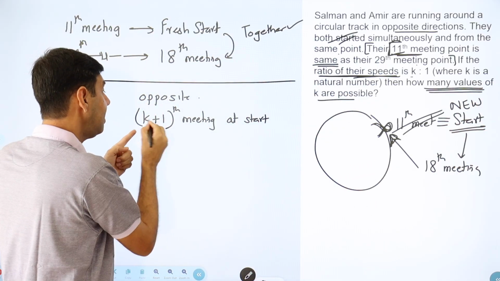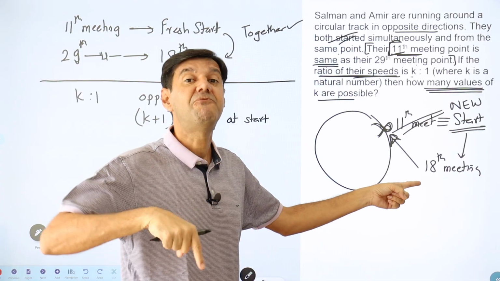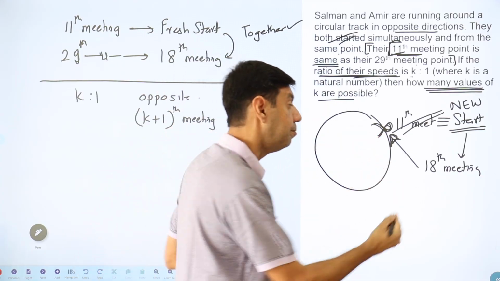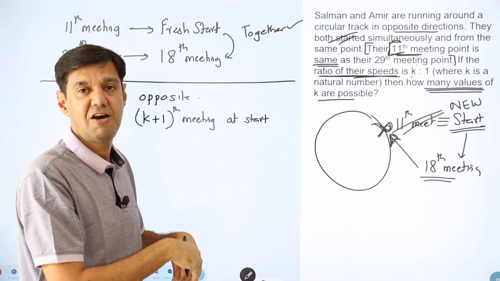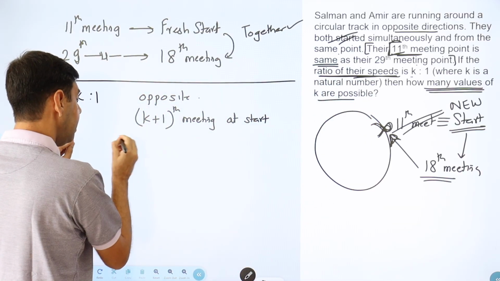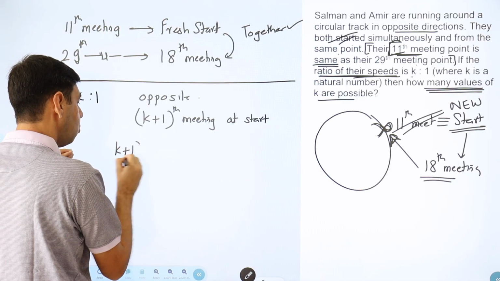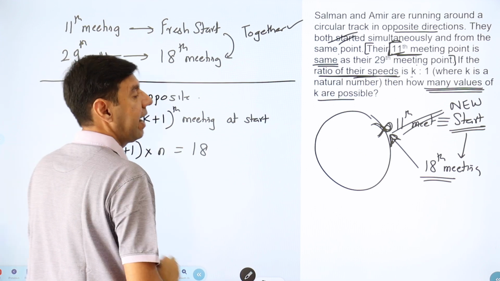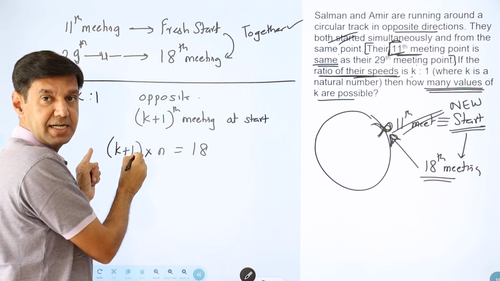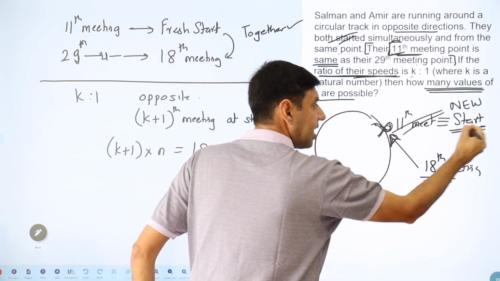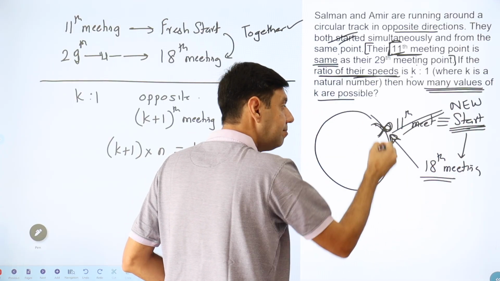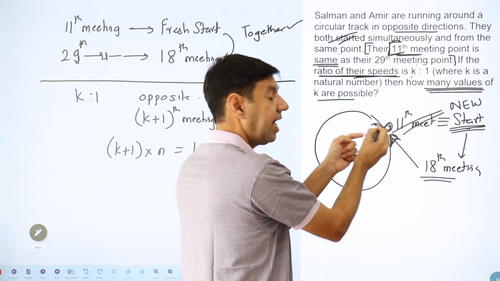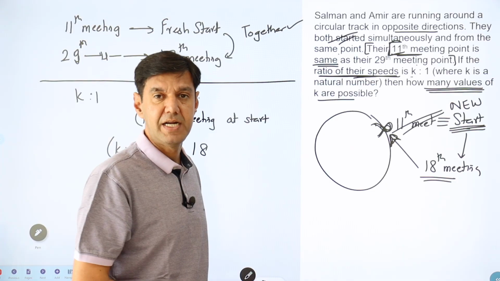So you need to understand that k plus 1 is not necessarily the first meeting at start. They could possibly have met here earlier also, before the 18th meeting. So what we are saying is that some multiple of k plus 1 is going to be the 18th meeting, a meeting at start. They start from here, they meet again here, then they again meet and they again meet. For example, the 9th time they could have met here, and if the 9th time they met here, then the 18th also they would be meeting here.